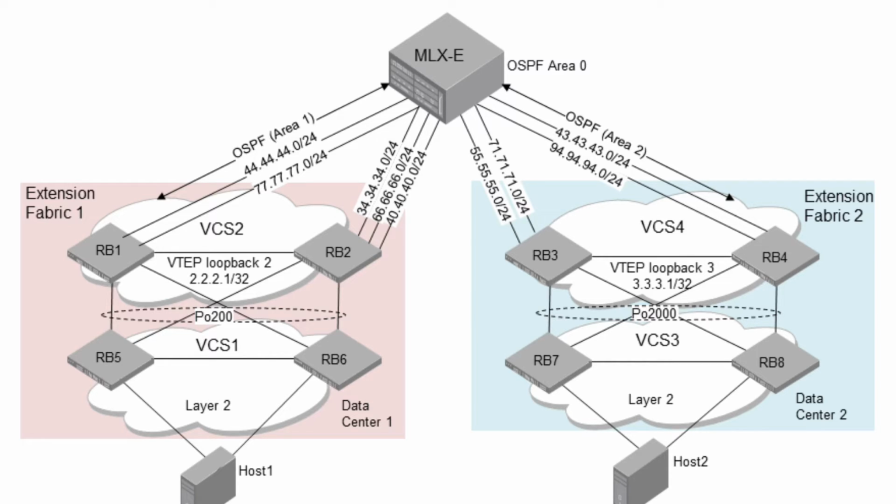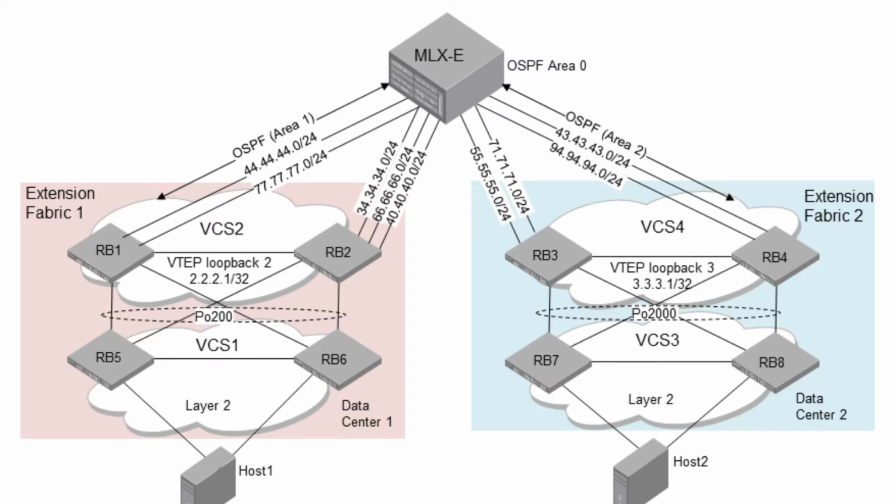Here's a view of the topology similar to what we'll be working with today. In this demo, we'll only be configuring VCS 1 and 3. In the demo, the Layer 3 domain is a single MLX, but it could consist of many devices and many possible routing paths. To configure VF extension, we need to set up several things.